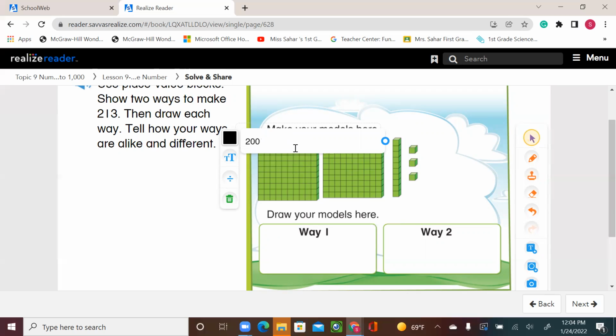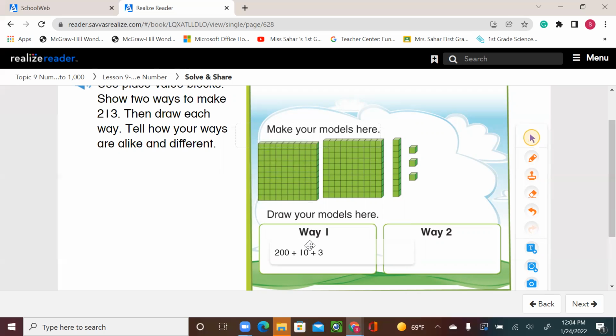200 plus 110, which is a 10, plus 3. So now I have 213. I'm going to put it here. So that's my first way, or one of the ways.